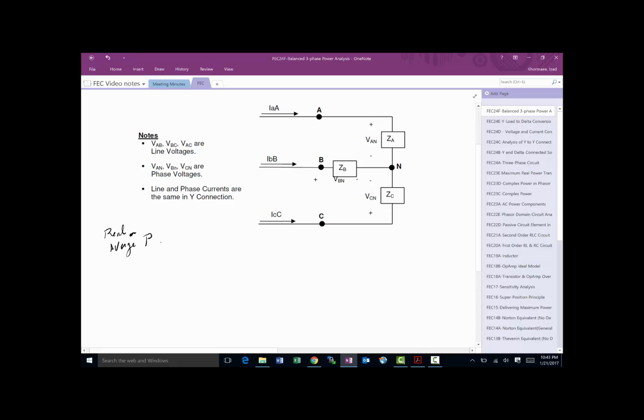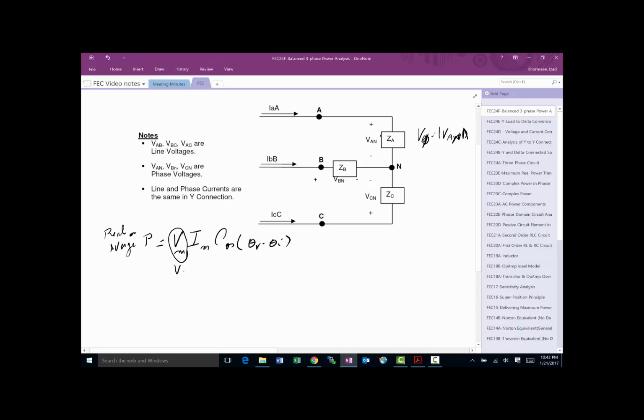So, as we know, just a general equation for real or average power is equal to voltage times current maximums times cosine of theta V minus theta I. We can apply that to this circuit because Vm is basically the phase voltage, the magnitude of VAN, represented by the phase voltage V of phi. Then they're exactly the same for all three of them.